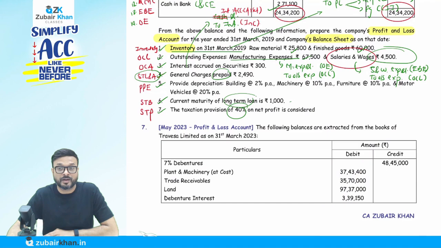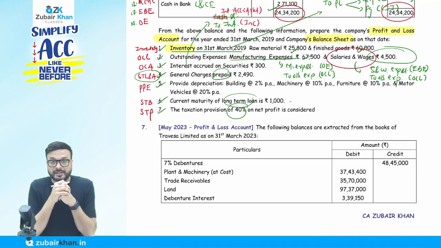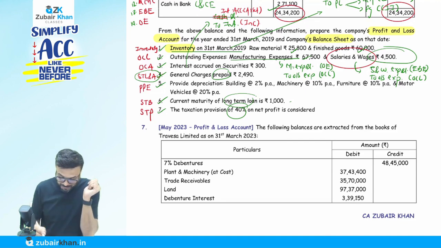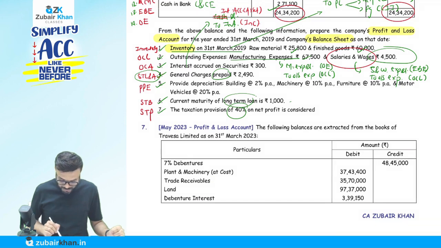Hello, all of you. Now come to question number 7. It came in the May 2023 examination. Now the following balances are extracted from the books of Travesa Limited as on 31st of March 2023. 7% debenture 48 lakh 45,000. Then plant and machinery at cost 37 lakh 43,400.